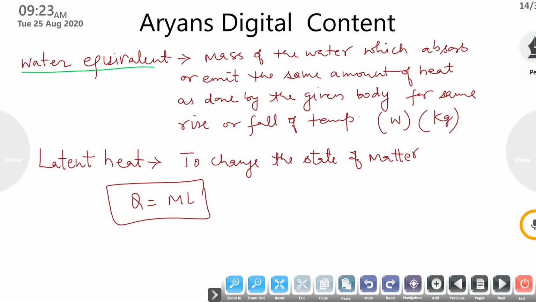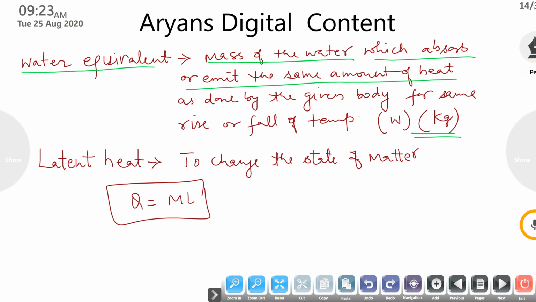Now, water equivalent. It is used to compare an object which has the same tendency to accept heat as that accepted by water. So, it is the mass of water which absorbs or emits the same amount of heat. It is a mass of water, so its SI unit will also be kg.